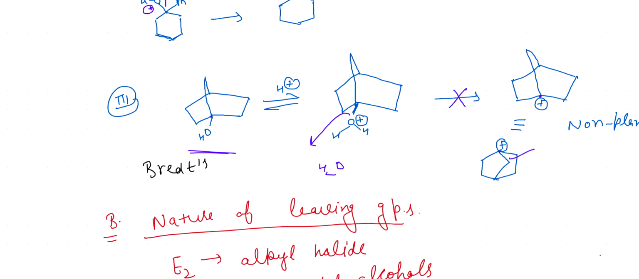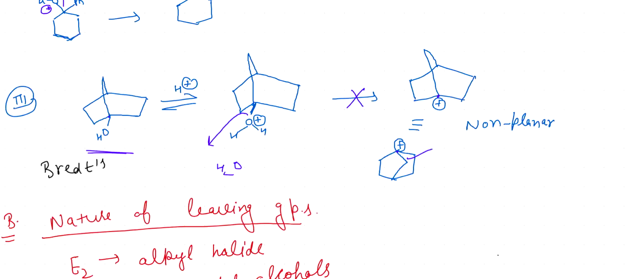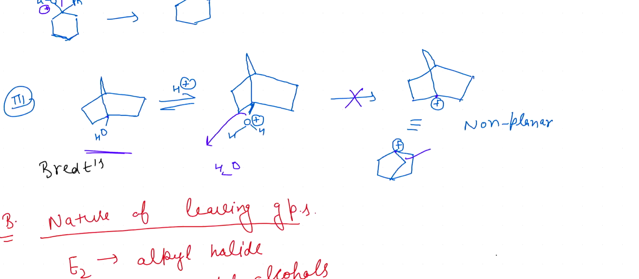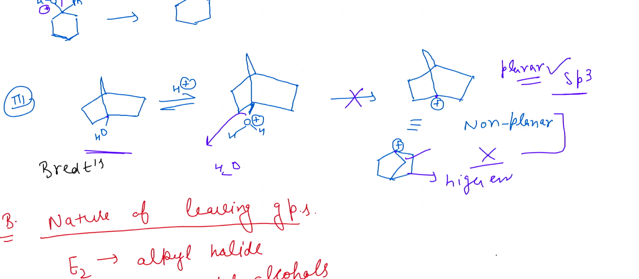This carbon is non-planar. As we know, carbocations are planar in nature. Only the carbocations which are planar in nature are stabilized because they have sp2 hybridization. But this is non-planar. This is not stable in nature because this entity has high energy. Of course, those species having high energy are very unstable. So this is also true according to Bredt's rule.